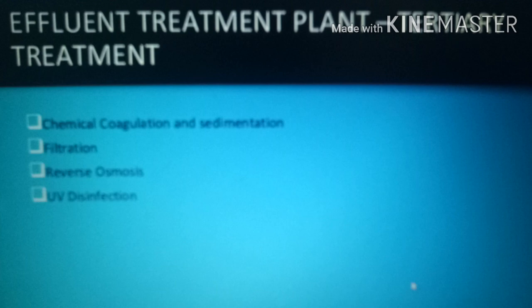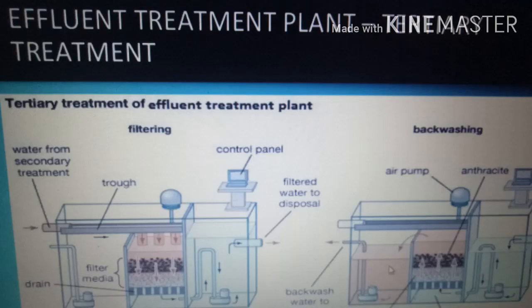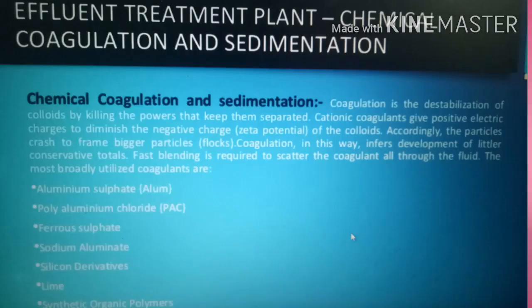And chemical coagulation in an effluent treatment plant: chemical coagulation and sedimentation. Coagulation is the destabilization of colloids by neutralizing the forces that keep them separated. Cationic coagulants give positive electric charge to diminish the negative charge of the colloids. Accordingly, the particles collide to form bigger particles, flocs. Coagulation in this way interferes with the formation of small compact aggregates. Fast mixing is required to disperse the coagulant throughout the fluid.